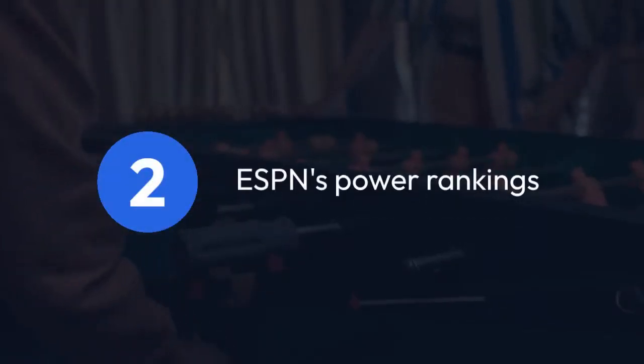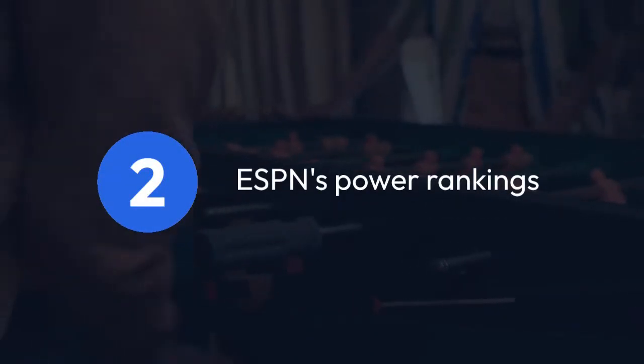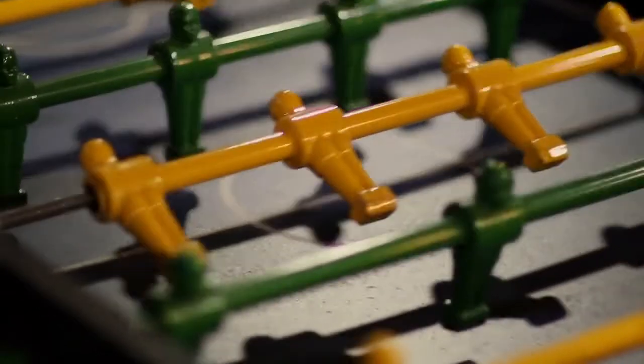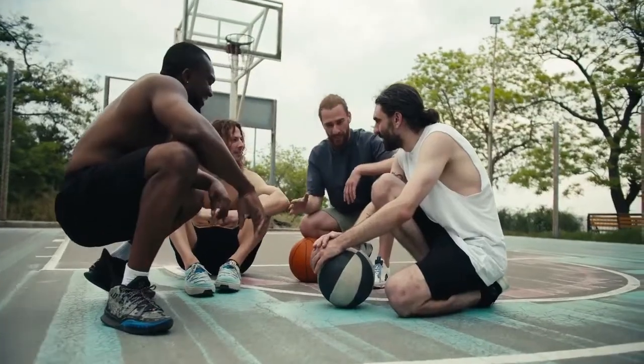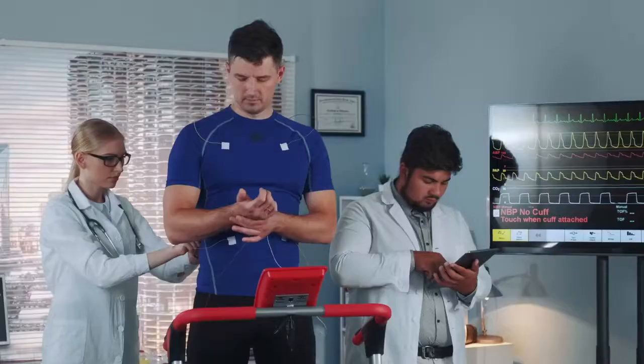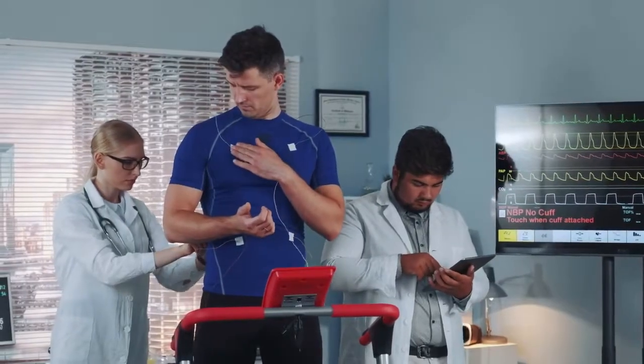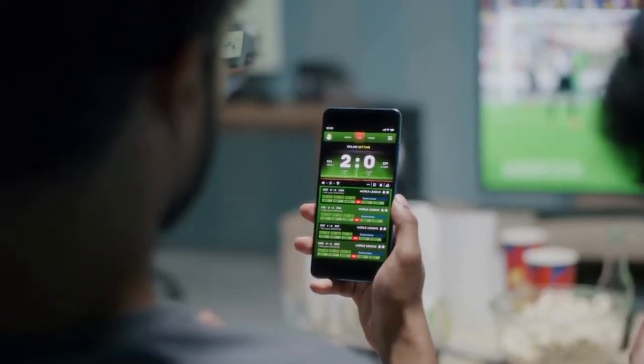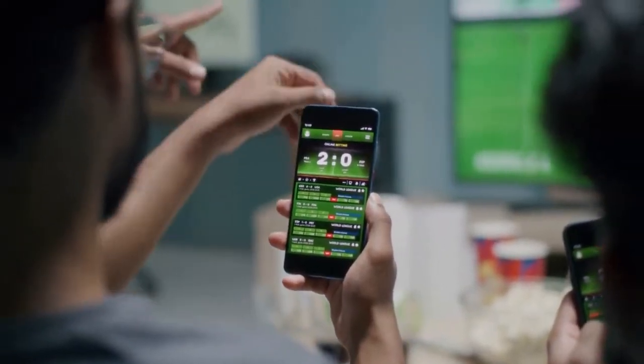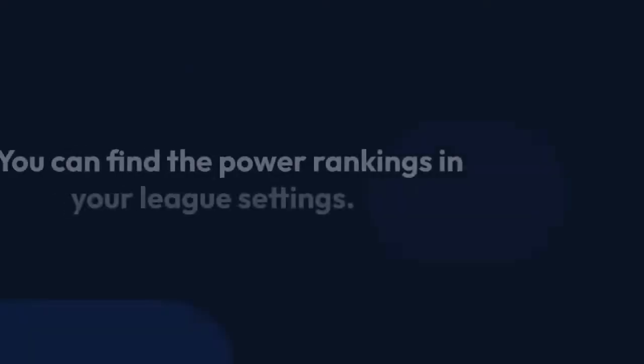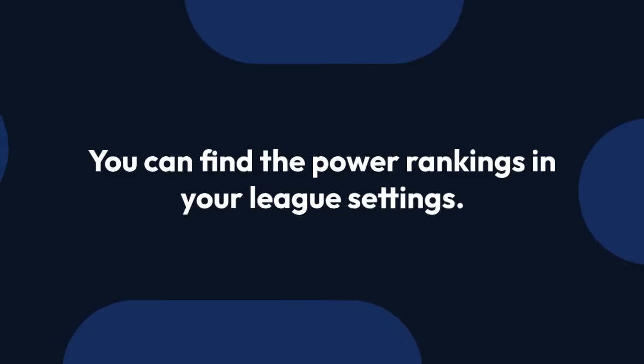2. ESPN's power rankings can be another helpful indicator. These rankings compare your team to others in your league, offering a relative sense of how your drafts stack up. They give a general idea of how well you did. But remember, these are dynamic and can change as the season progresses and player performance fluctuates. You can find the power rankings in your league settings.